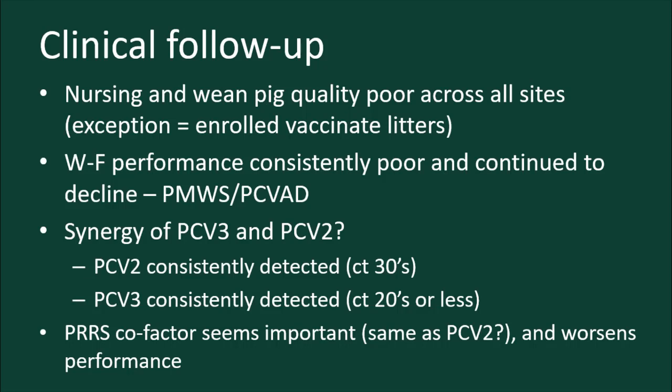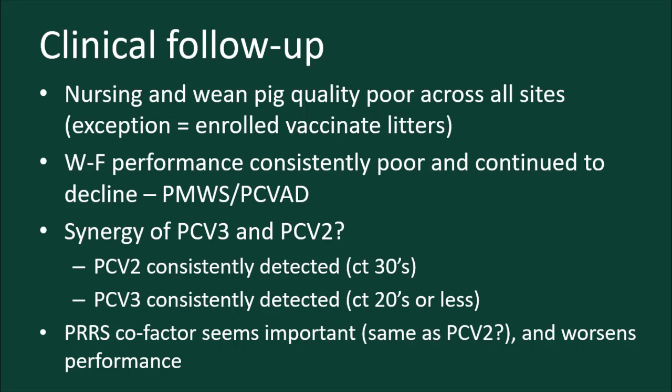slide. So clinically, following up on the second study, I mentioned that these herds had destabilized. Performance was really bad. Nursing and wean pig quality was very poor across all 3 of those sow farms, with the exception of some enrolled vaccinate litters from some earlier work. Wean to finish performance was consistently poor and continued to decline. Again, with the clinical signs that I've mentioned, as post-weaning multisystemic wasting, PCV-associated disease-like syndromes.